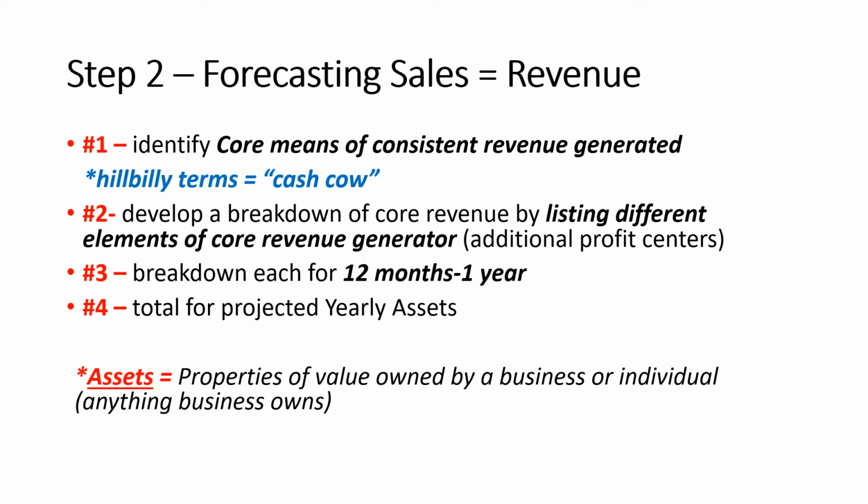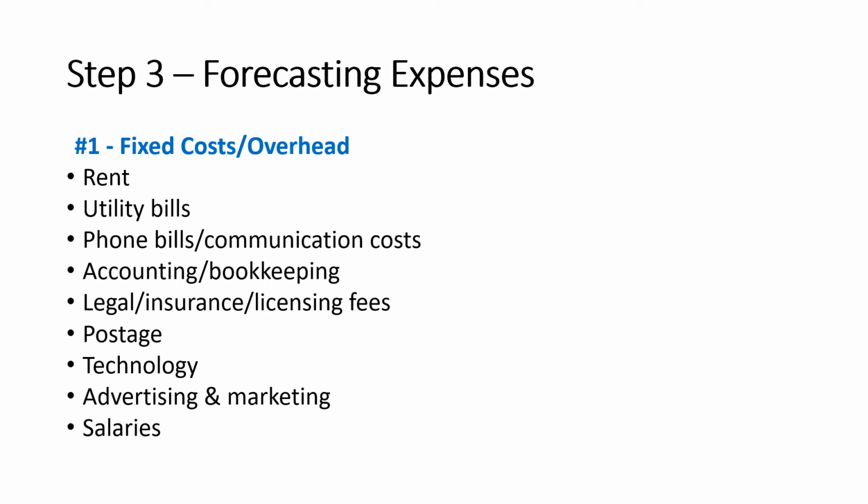And then number 3, break it down for 12 months. And then for your total assets. Assets here, by definition, are properties of value owned by a business or an individual. So again, I would encourage you, since you have monopoly money for the class, to actually own the facility, the building, the structure that you're going to be having your business in versus renting, and we'll show some benefits about that. Step 3, forecasting expenses.